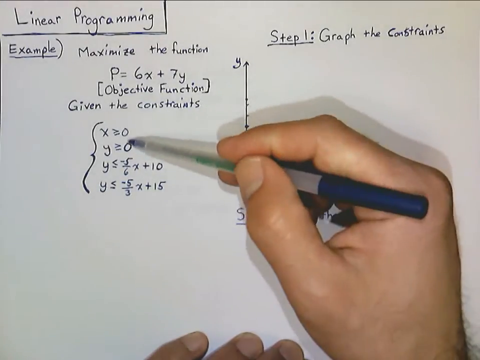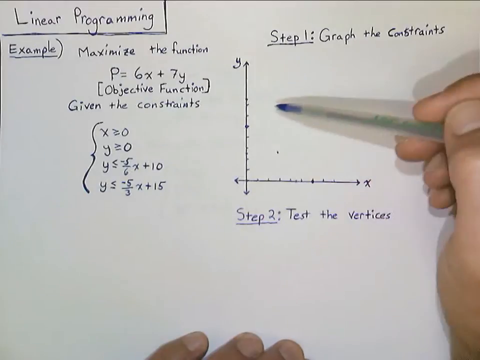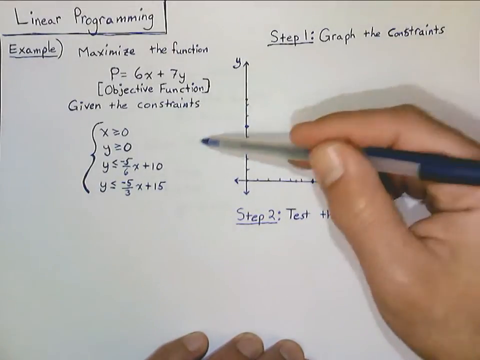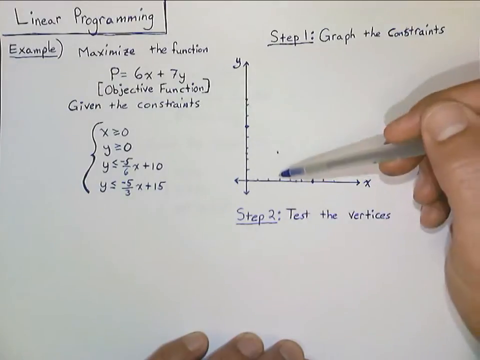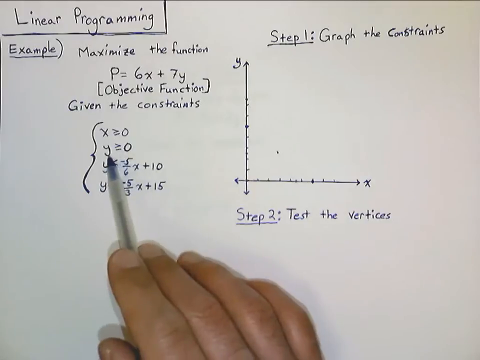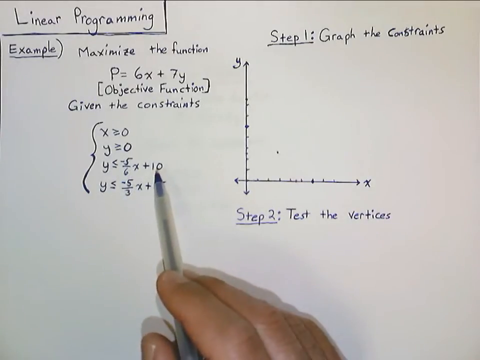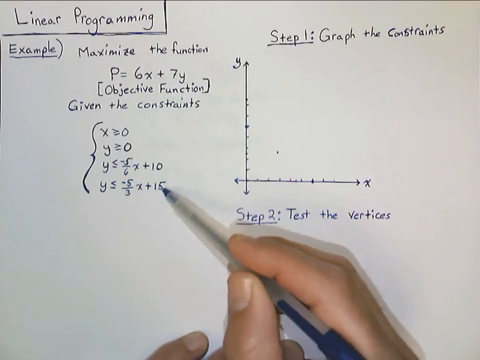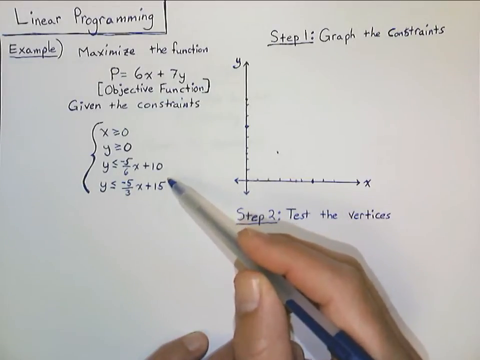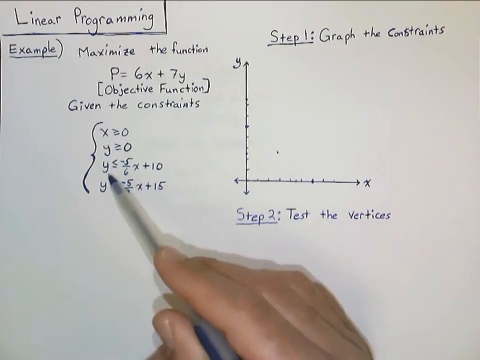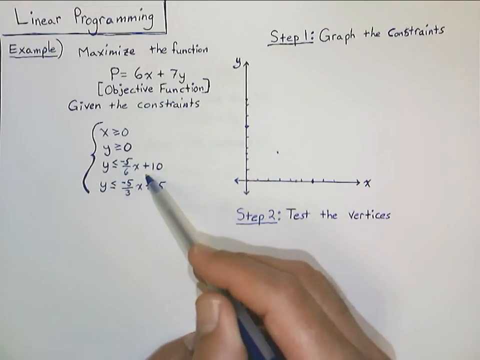So I'm not going to color these ones in just because it's going to clutter up our graph over here. Just understand that, of course, we can't be left of the y-axis or below the x-axis. Okay? That's all these two first inequalities are telling us. Now, we can graph these second two just like we know how to do. Well, these are both in slope-intercept form, except that they're inequalities, so we can graph them quite easily.